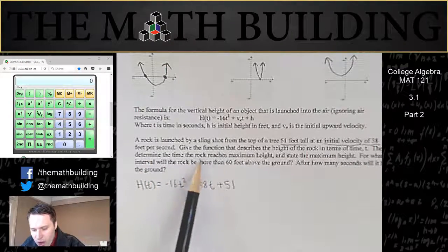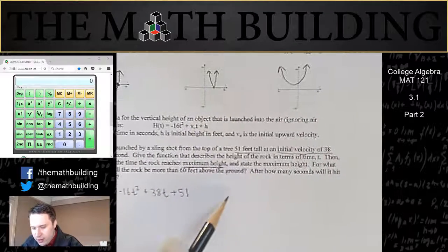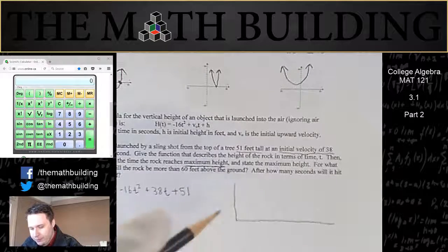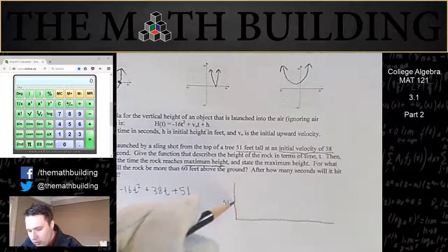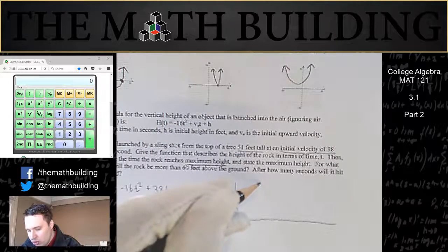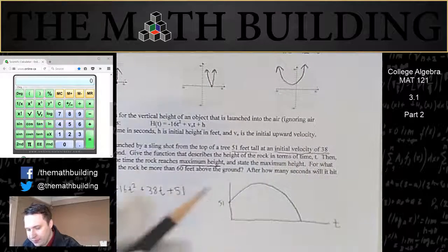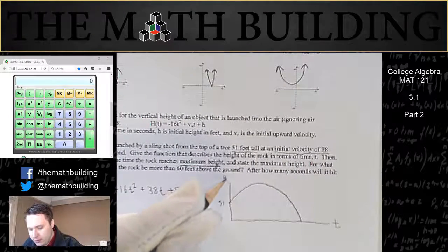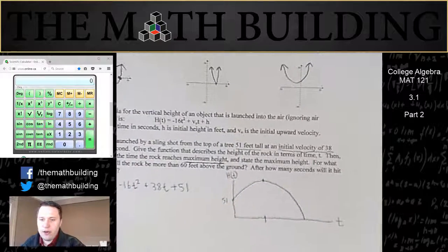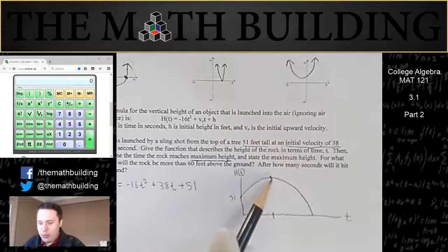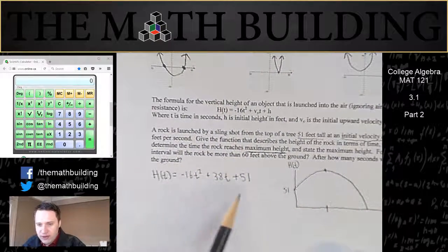Determine the time the rock reaches maximum height. So just to show what's going on here, let me draw a little picture. We started in a tree 51 feet tall. The rock was slung up with our slingshot, and then at some point we'll hit the ground. So here's time, and here is height. They want to know at what time the rock will reach its maximum height. And that point should look familiar to you. It's the vertex. So all we need to do is find the vertex of this thing.